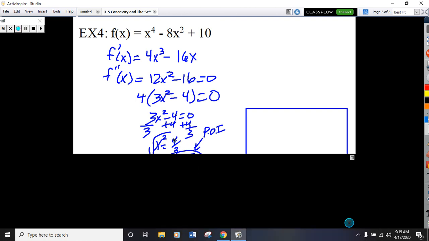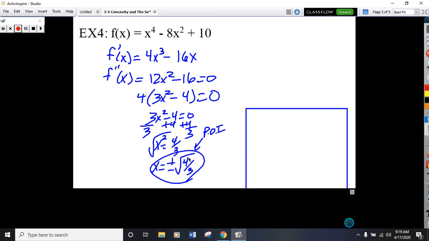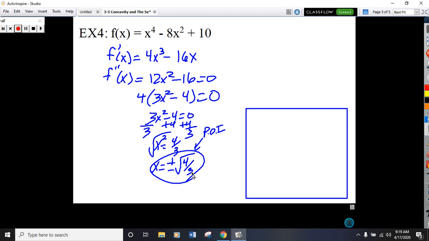Now remember, what do we always have to have when we take the square root? Positive and negative that square root. So actually we're going to have two answers. So it's going to be positive 1.15 and negative 1.15. We do not have to have an i with this one because 4/3 is not negative. So if you look at my answer, we have positive, negative, the square root of 4/3. Like I said, if you want to take the square root of 4/3, that's fine. It's 1.15.